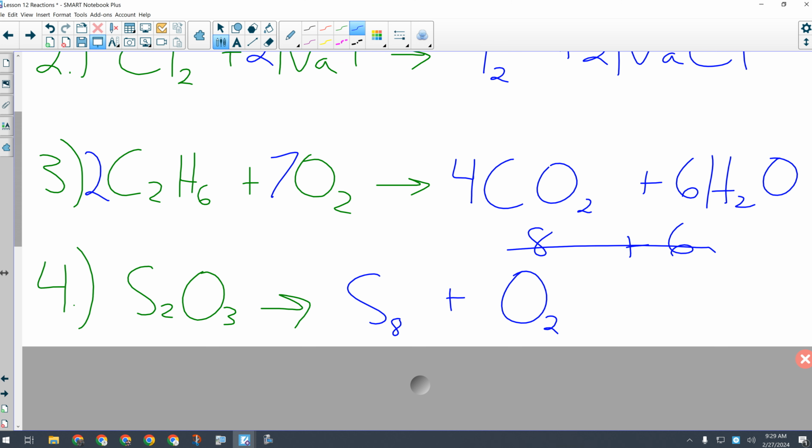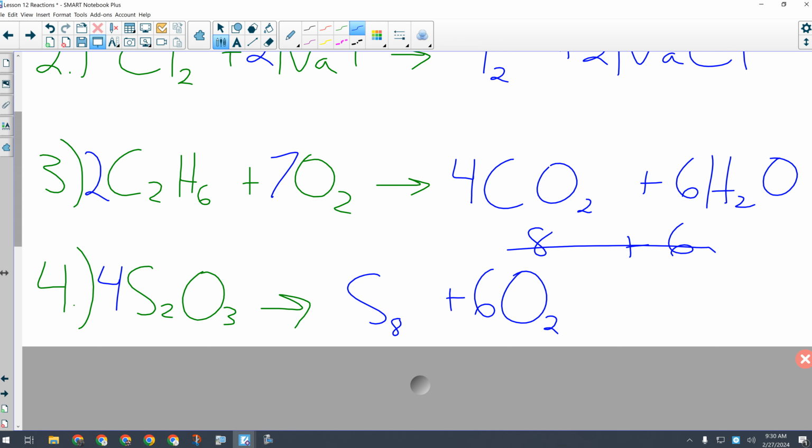Okay, S8 and O2. Now I've got to balance this thing. Start with the biggest number. That's the easiest way to go. There's 8 on that side. Now there are 8 on this side, but that gives me 12 oxygens, so I'm going to need a 6 there. And now it's balanced.